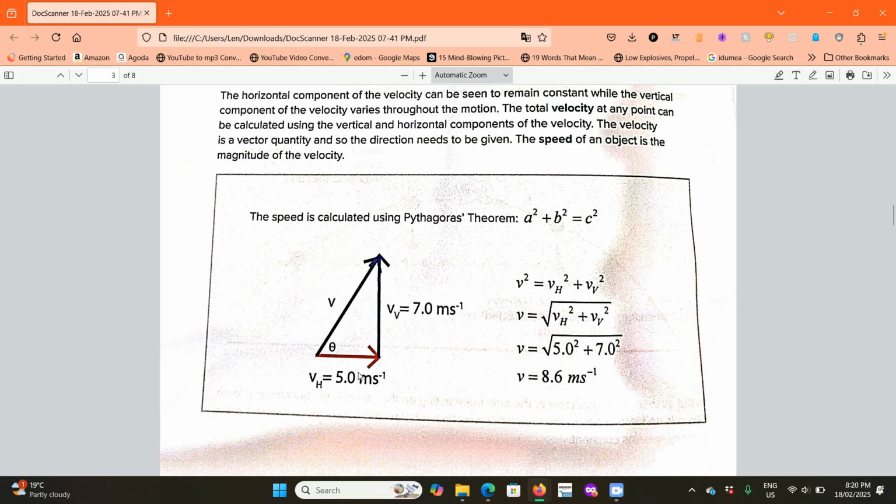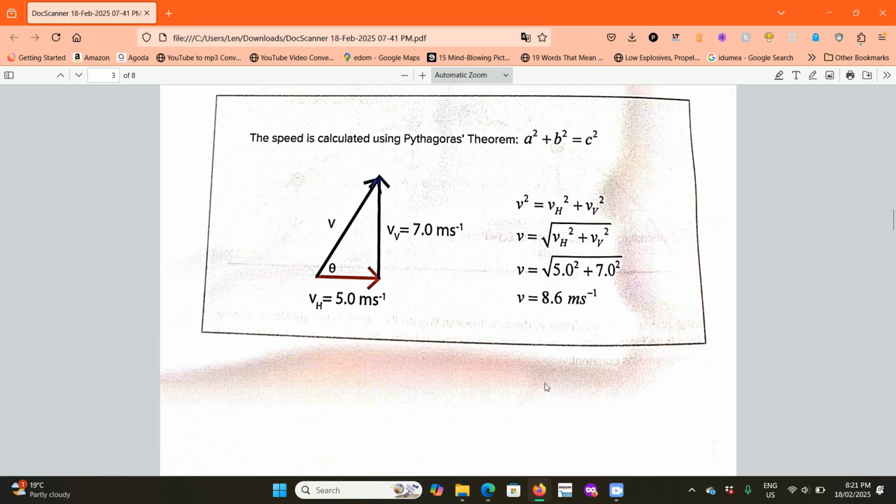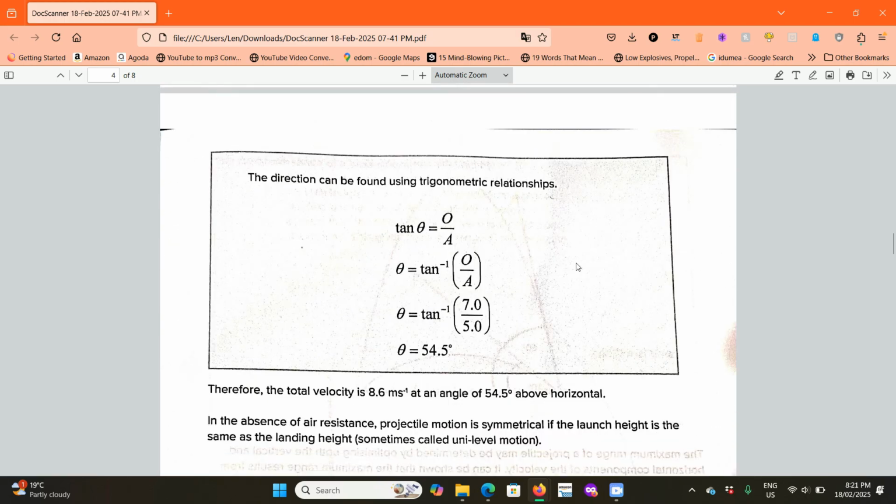Okay? We've got the horizontal velocity. We have the vertical velocity. We're trying to find this here, which is the speed. You do Pythagoras. Okay? v squared equals the horizontal component squared plus the vertical component squared of the velocity. You do that, you get your answer. Ta-da! Math. Okay? Alright. And next, direction is found using tan.